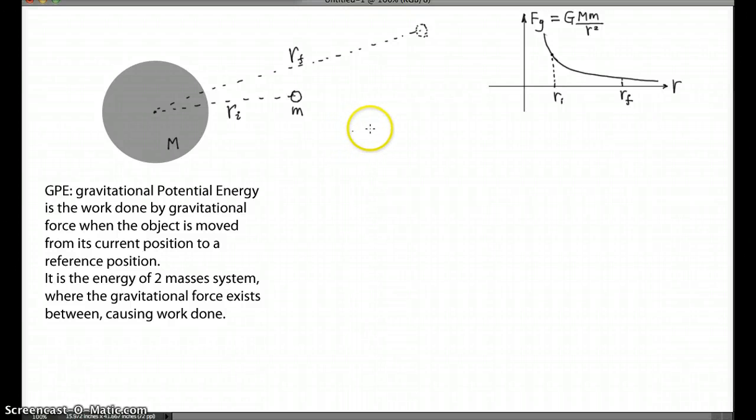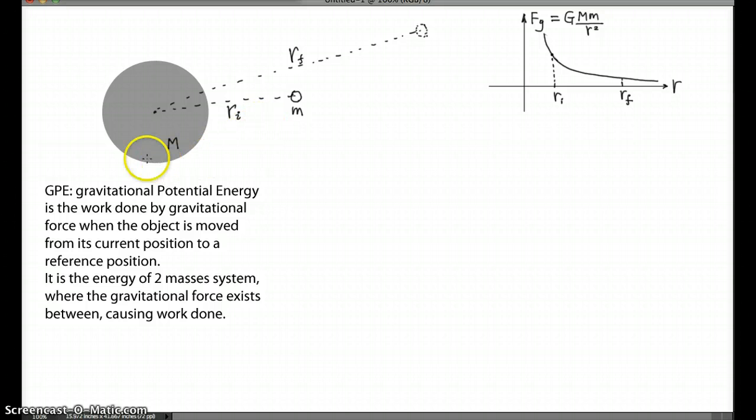Let's look at the gravitational potential energy. In general, the gravitational potential energy is defined as the work done by the gravitational force when the object is moved from its current position to a reference position.